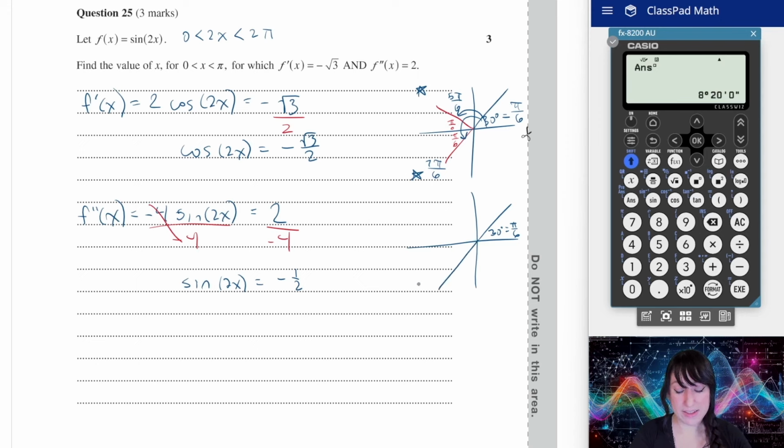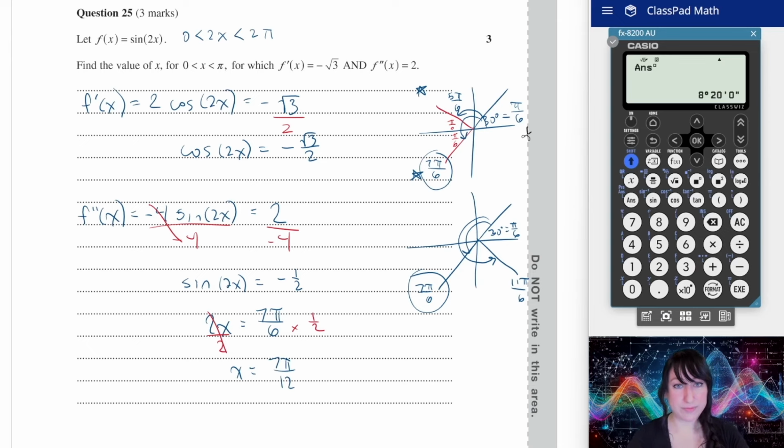So we'd be looking at 7 pi over 6 again, or 2 pi minus pi over 6, 11 pi over 6. Of course, the one we want is the one it has in common with the first derivative being negative root 3 over 2, so that will be 7 pi over 6. Now we know that we're looking for when 2x is equal to 7 pi over 6. We just need to finish solving for x by dividing by 2. So we get 7 pi over 12.